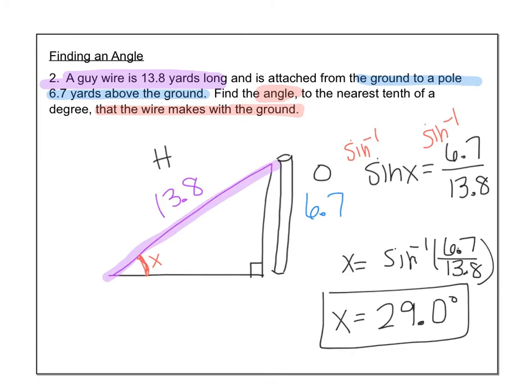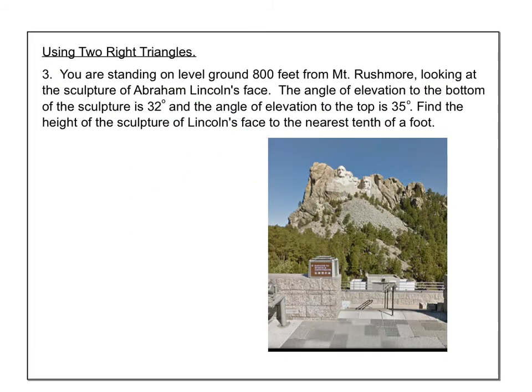Alright, here's another one. These next couple are using two triangles. So the math here is just going to get a little bit more complicated, because we're going to have to think about, first locate the two triangles and then think about what we need to do to answer the question.